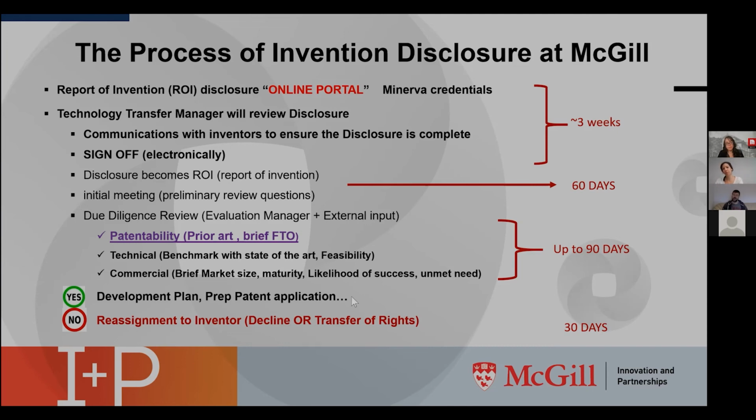And then if the inventors wish, and if it passes this due diligence review, then we can file a provisional patent application. And if for some reason the inventors don't wish that, because they'd like a transfer of rights, or because the due diligence review says this isn't really a patentable piece of work, then we can either decline and not worry about it again and just publish, or we can transfer the rights back to the inventor for them to do with as they wish.